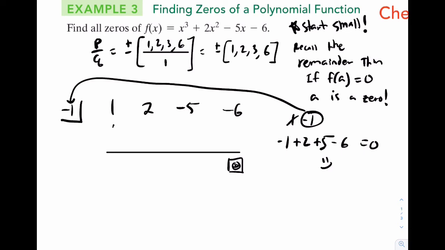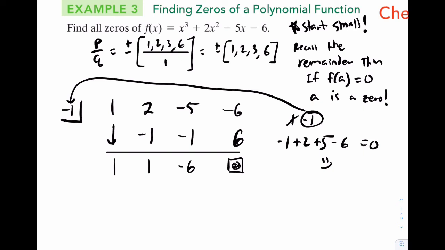Let's do synthetic. Drop the 1, multiply, add, multiply, add, and look at that. We do get 0, which had to happen because we checked it right here. We knew that -1 would work because of the remainder theorem.